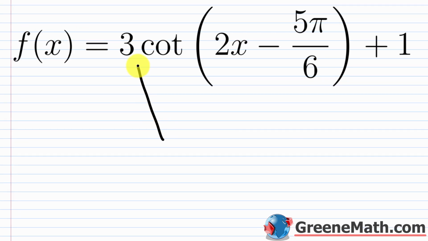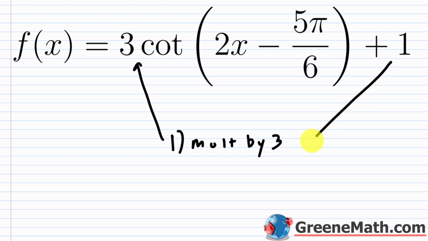So for this part right here, you are multiplying 3 by your cotangent function. And so that's giving me a vertical stretch by a factor of 3. So that part's going to be done first. So let's put that we're going to multiply by 3. Then you have your plus 1 here. So that's shifting me up by 1 unit. So that guy would be done second. So we'll say that we're going to add 1.